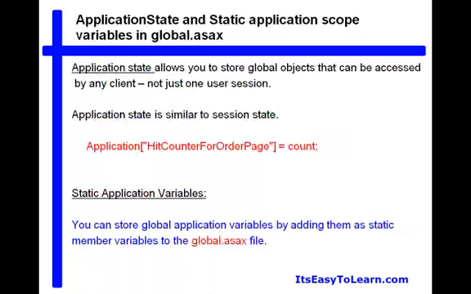Application state allows us to add global objects that can be accessed from any client, not just one user session. Storing objects in application state is similar to how we do it in the session. We say Application of identifier equal to value. Suppose you wanted to store static variables in an application that can be shared across different pages, the best place to store them is in the global.asax file.